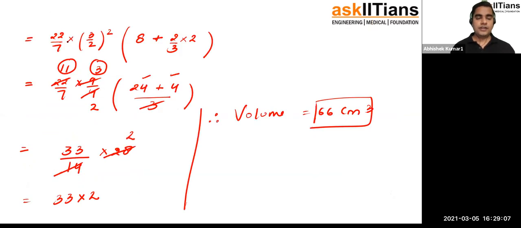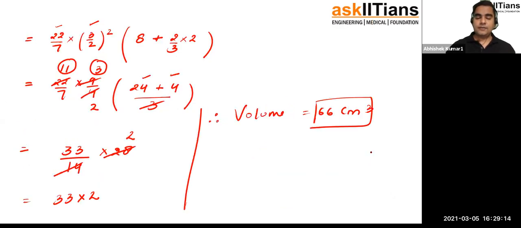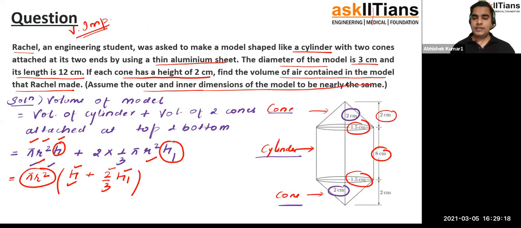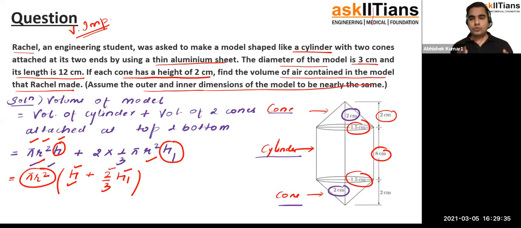So we substituted here 22 by 7 into (3 by 2) square. And what is the height of the cylinder? That is 8 centimeter. We substituted it here. What is the height of the cone? That is 2 centimeter. We substituted it here. Clear? After that it is mainly a solving part, you just simplify it, and if you do it properly, you will easily get the answer. Hope this problem is very much clear to all of you. Please go through it and ask me in case you have any query, guys.